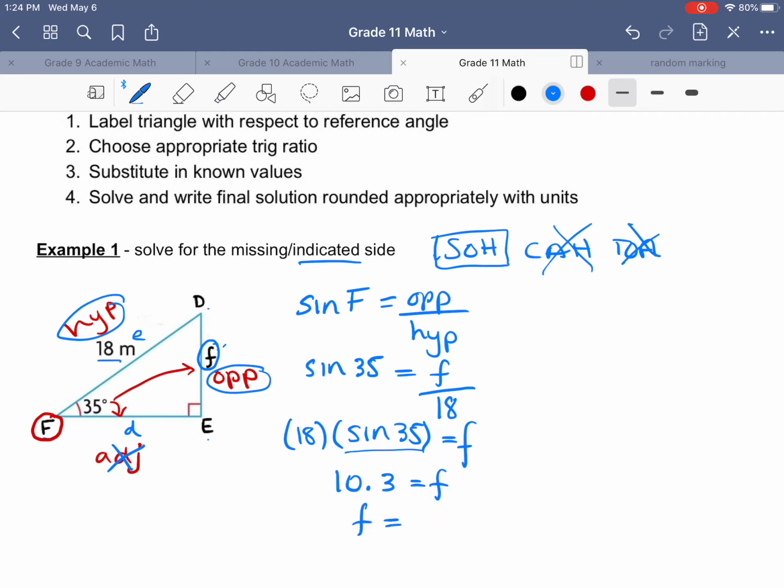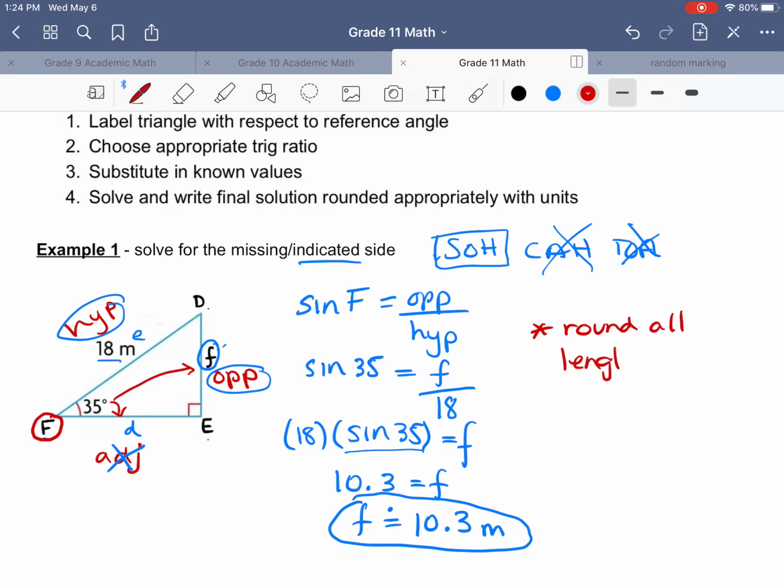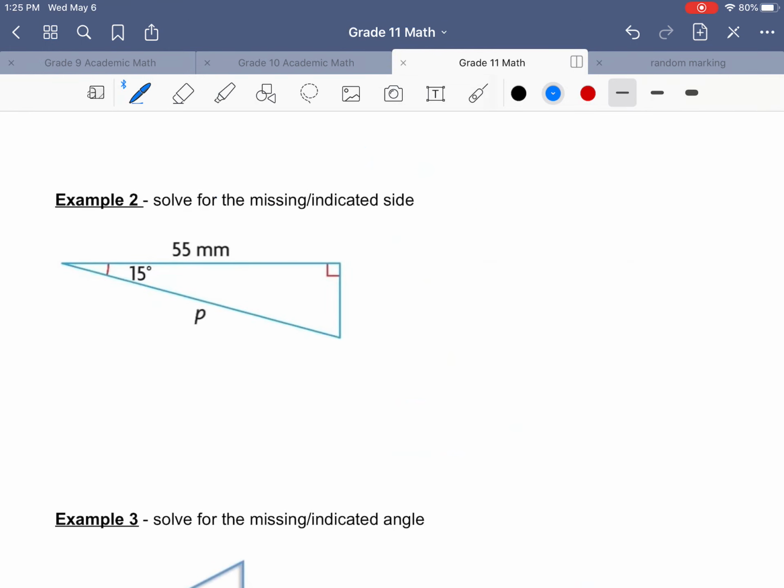And we're going to write it out properly where F is on the left-hand side. So we have F is equal to approximately 10.3. I'm saying approximately because this is not an exact number. So we always want to round all lengths to one decimal place. So let's write that down. Round all lengths, and so that means all side lengths, to one decimal place. Okay, so we've found side F and we are finished. Let's go on to another example.